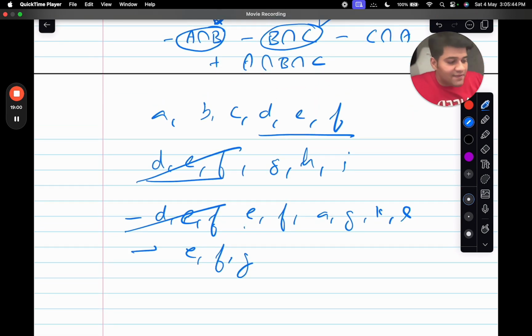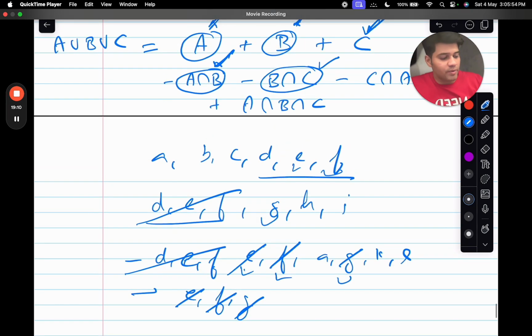So why remove that? Because E, F, G is coming already here. It is a part here also, and E, F, G I can see one set again. So I would have to remove that. E, F, G has to go. So removing B intersection C removes the duplicates.